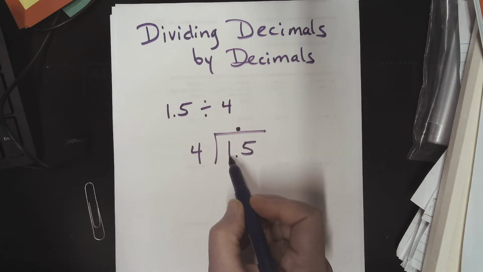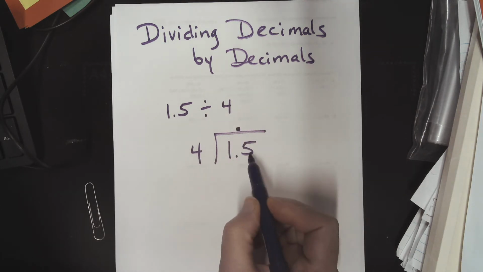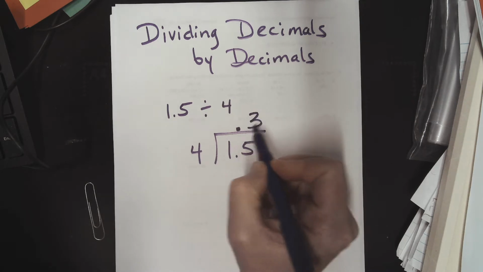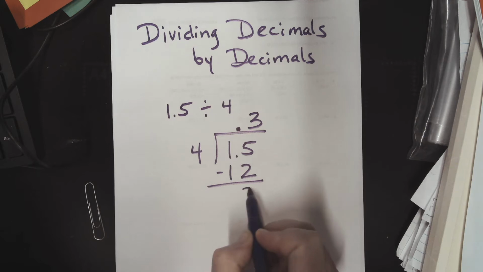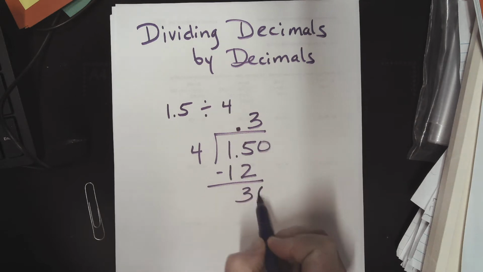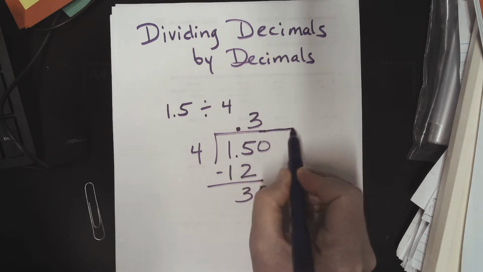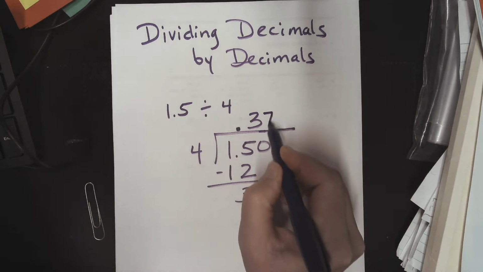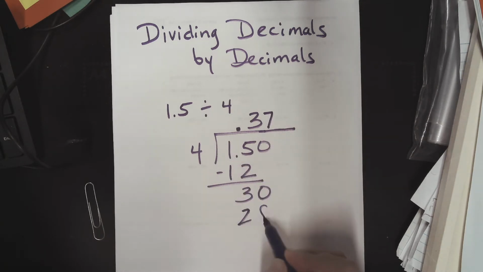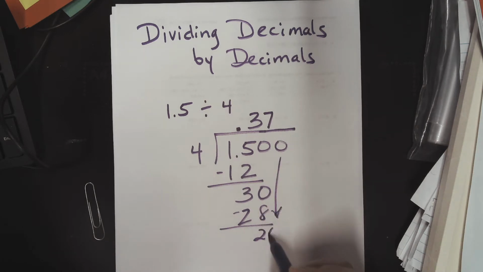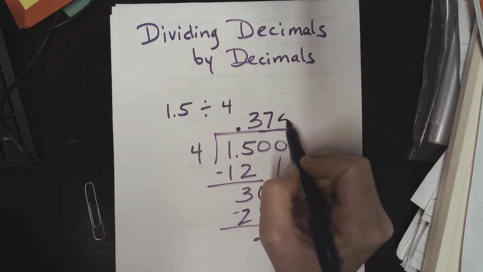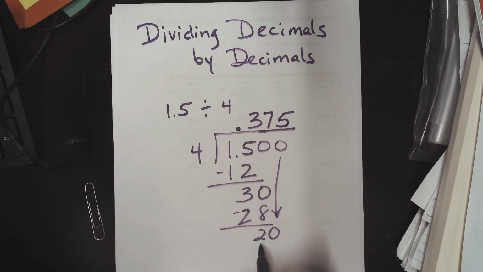4 goes into 1 0 times, 4 goes into 15 3 times. 3 times 4 is 12. Subtract, 3. 4 goes into 30 how many times? 7. 4 times 7 is 28. Subtract. 4 goes into 20 5 times, and our answer is 0.375. So that's what we have been working on.